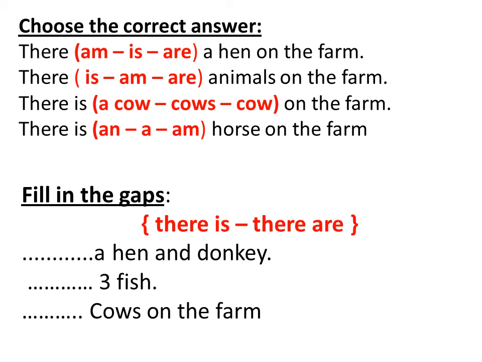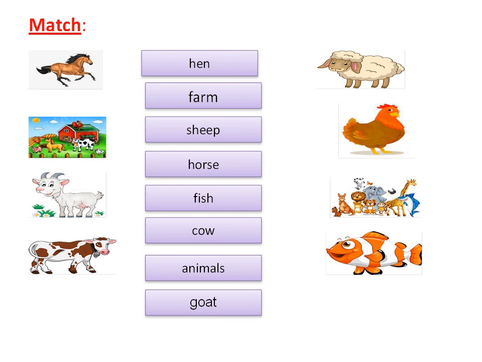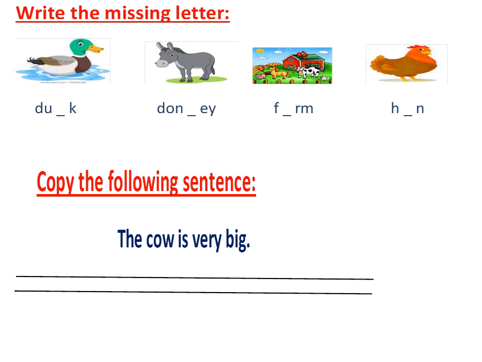Okay, primary 2, now we finished. Don't forget the first question: choose the correct answer. The second question, fill in the gap. The third question, rearrange. And the fourth question, match. The fifth question, write the missing letter. And the last question, copy the following.